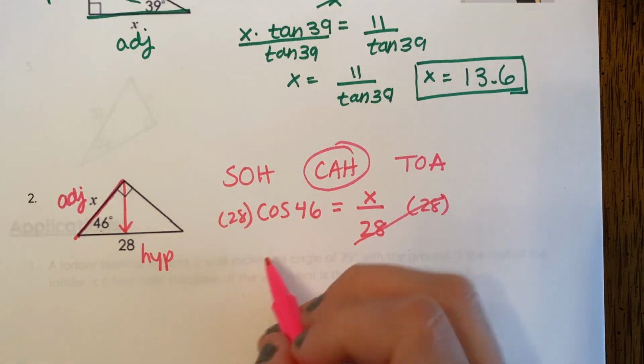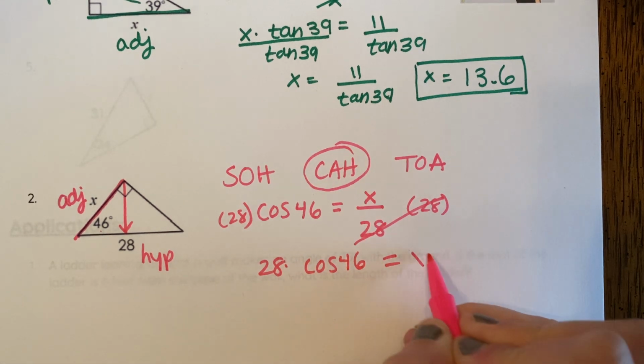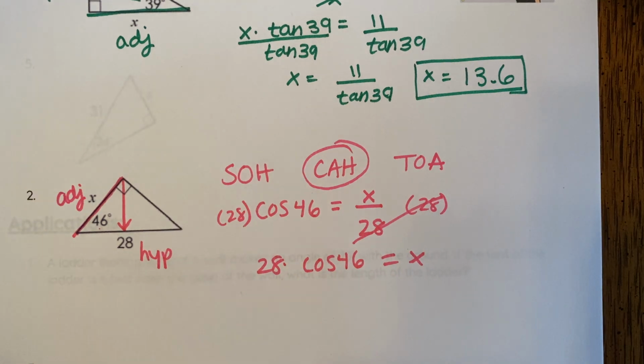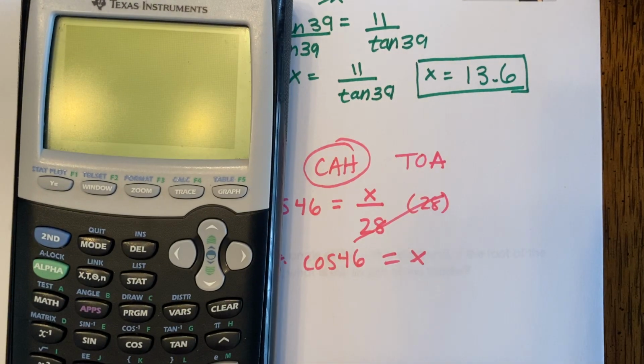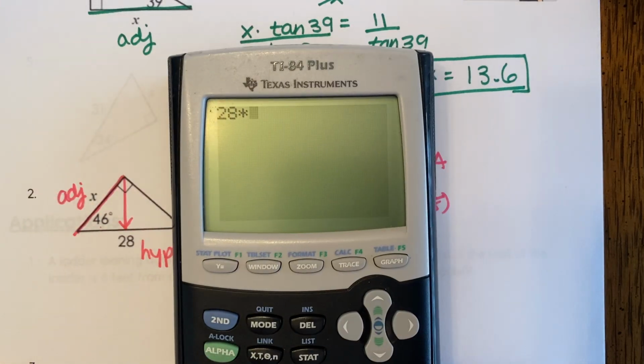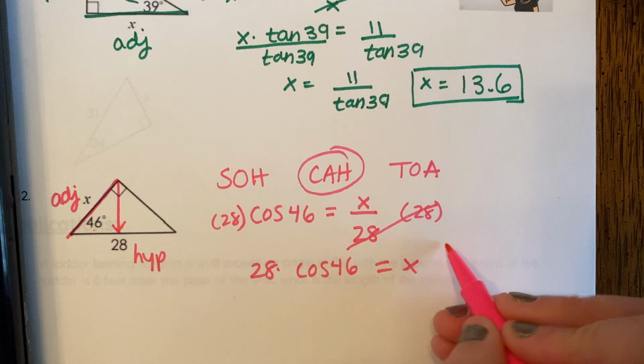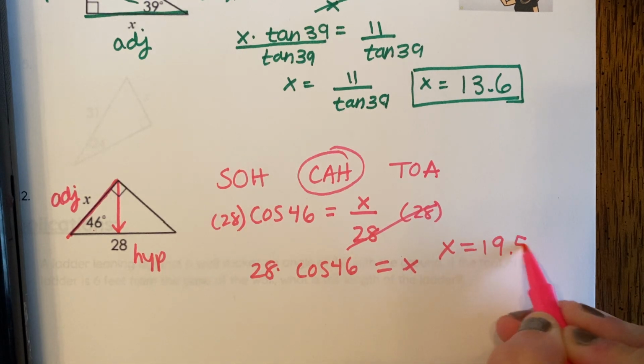So for number 2, we're going to multiply each side by 28. These cancel. So 28 times the cosine of 46 is going to equal x. So let's plug that into our calculator. So 28 times the cosine of 46. So we're going to get 19.5 is equal to x. So x is equal to 19.5.